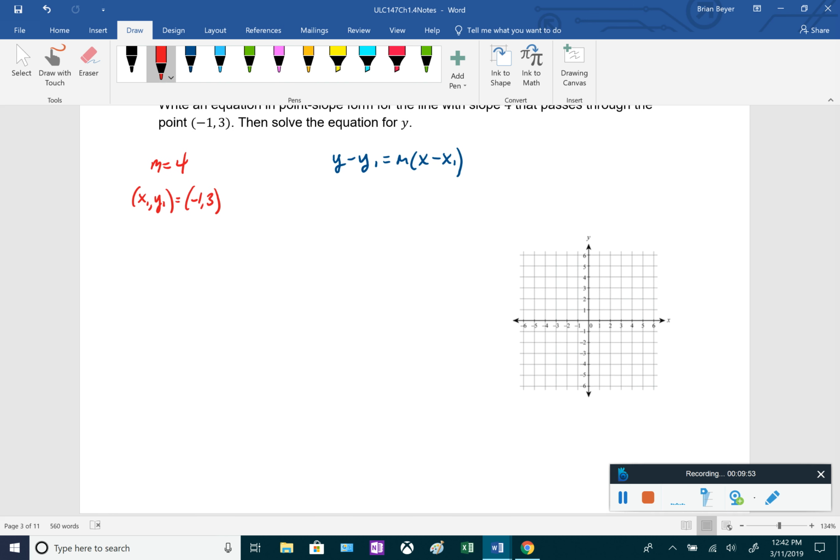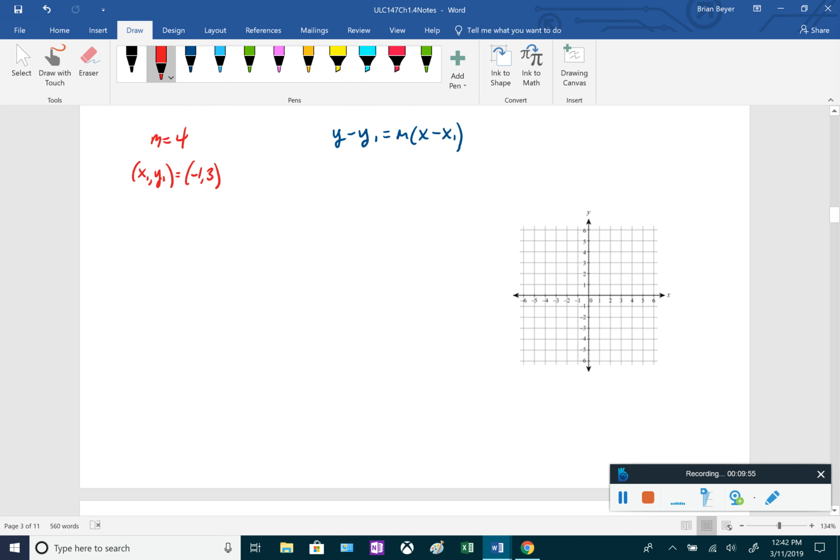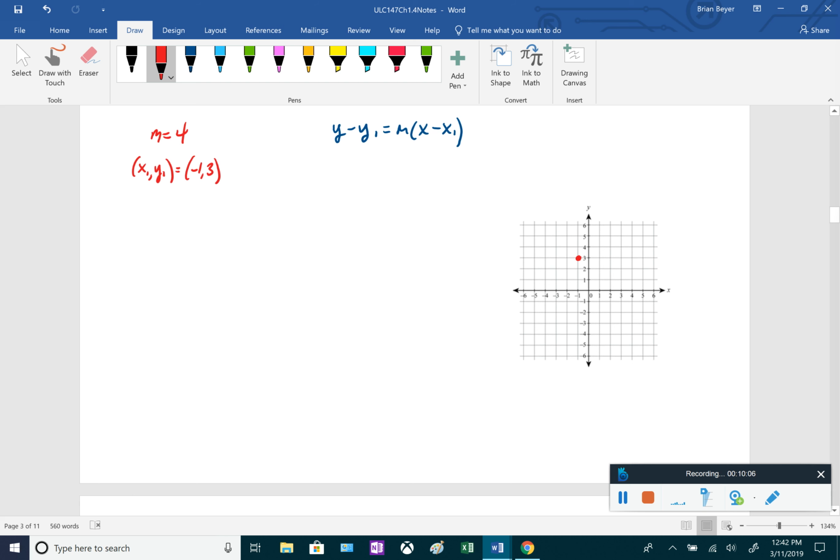Before I plug it in, let's just graph this and see what it's going to look like. So it's going to be negative 1 comma 3. So that's going to be a point right here. And then we have a slope of 4, so that means it's going to be 4 over 1.